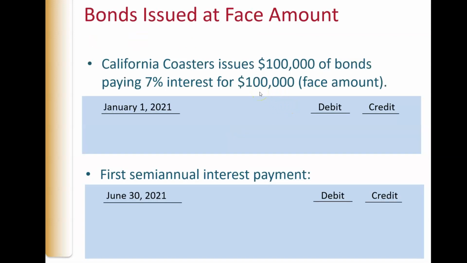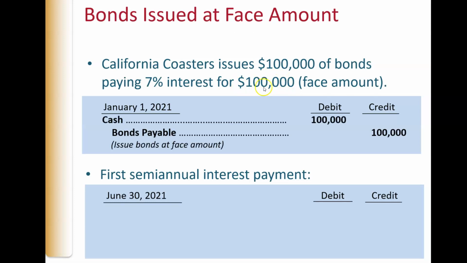But first, let's talk about the bond issued at a face amount. That means it's issued at whatever is listed on the bond, $100,000 worth of bonds that pay 7% interest, and it was issued for $100,000. So you, the company, California Coasters, are getting $100,000 and you have to pay back $100,000. So you're going to debit cash $100,000 and credit bonds payable.